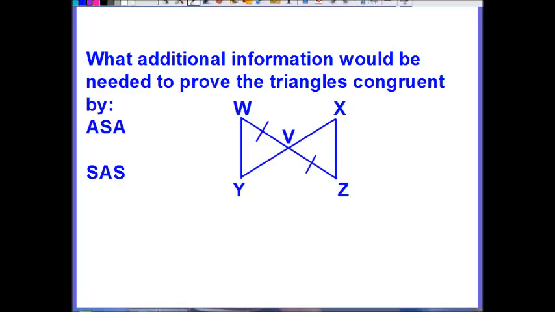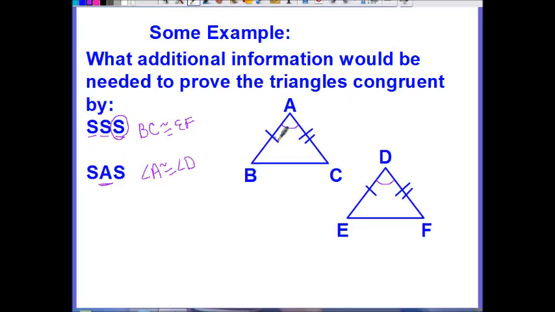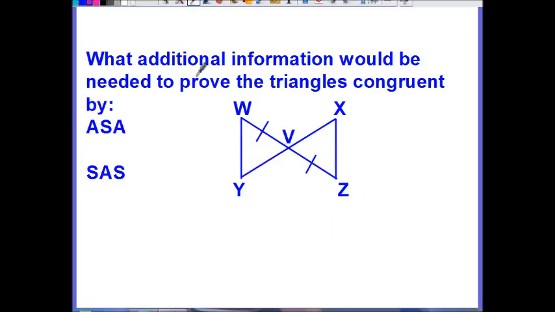So now we got a couple for you to try. What additional piece of information would be needed to prove the triangles are congruent by angle, side, angle, and side, angle, side? If you think you know where to go, press pause. If not, I'm going to give you a hint. All we have is one piece of congruency. On my last picture, we were given two pieces of congruency. Now, we only want to know an additional piece, so one single piece.